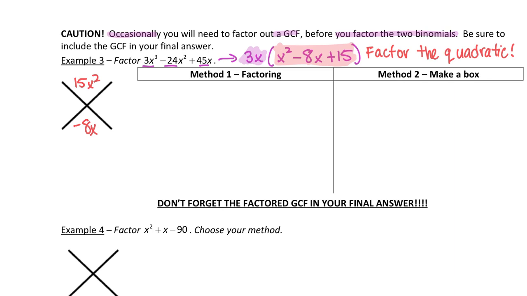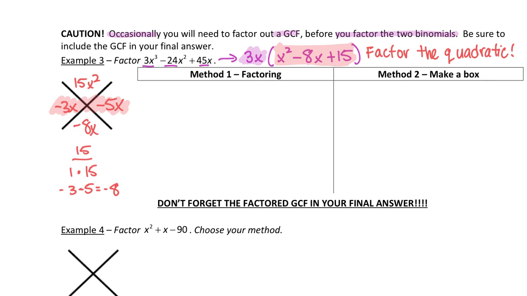Then I'm going to look for all the factors of 15, and there aren't many. Oh, oops, nope, that is a positive 15. So I'm going to have 1 times 15, 3 times 5. I think that's it. All right, and it's going to be the 3 times 5, but since I've got a negative 8, I need to make both of those negative. So I've got negative 3x and negative 5x. And those are those split terms.